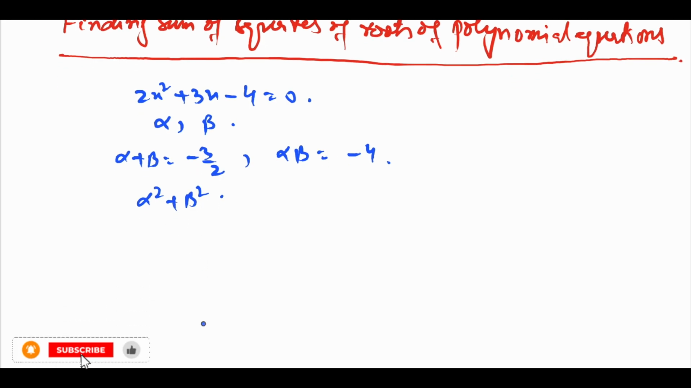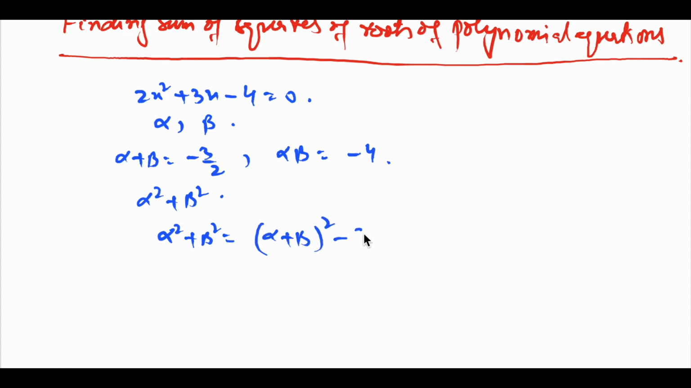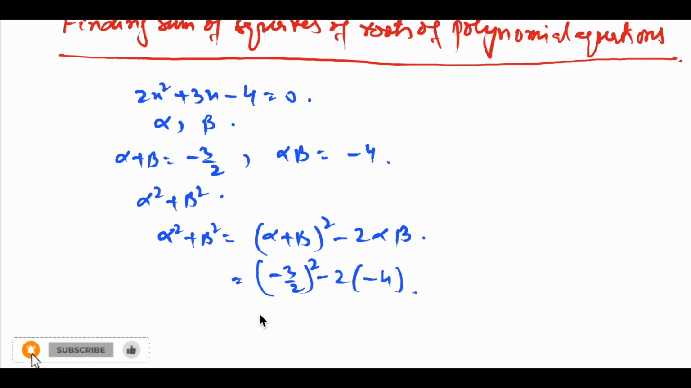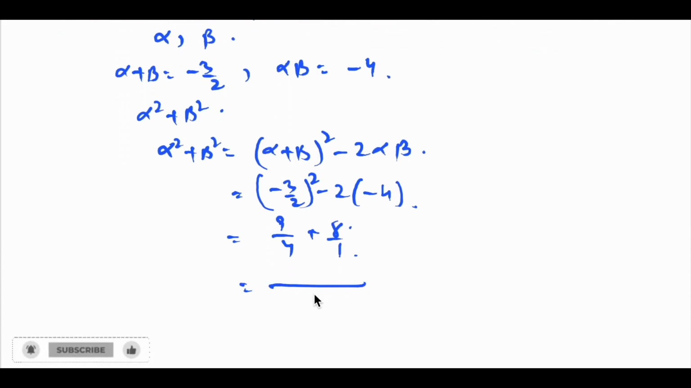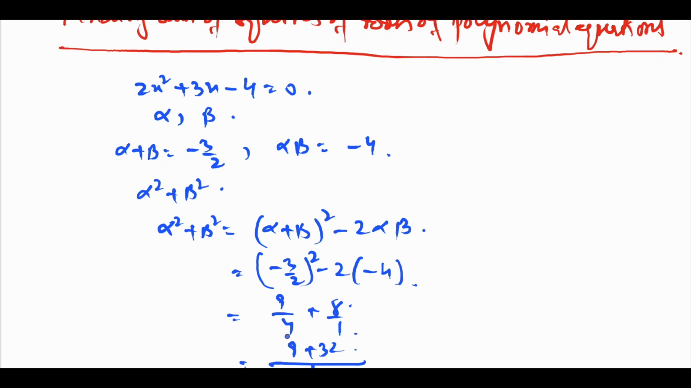Either I should remember the formulas which I gave you in the basics. Alpha square plus beta square is always equal to alpha plus beta whole square minus 2 alpha beta. So I will just put the values. Alpha plus beta whole square is minus 3 over 2 whole square, minus 2 alpha beta is minus 2 times minus 4. So this will become 9 over 4 plus 8. Here I can find the LCM. 4 is the LCM. This is 9 plus 32. So this should be 41 upon 4. This is for the quadratic equation.